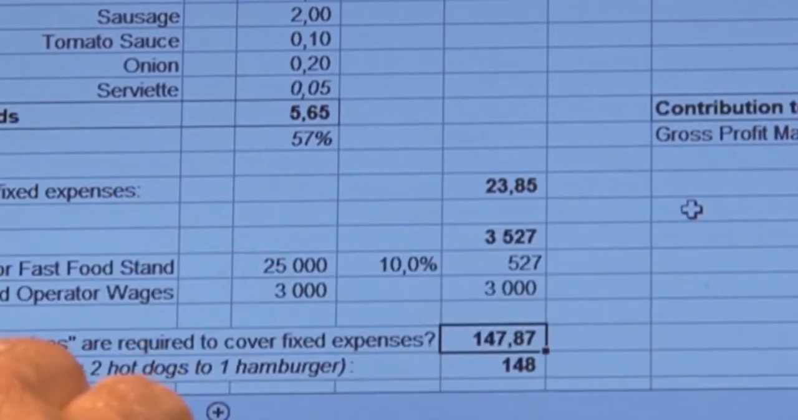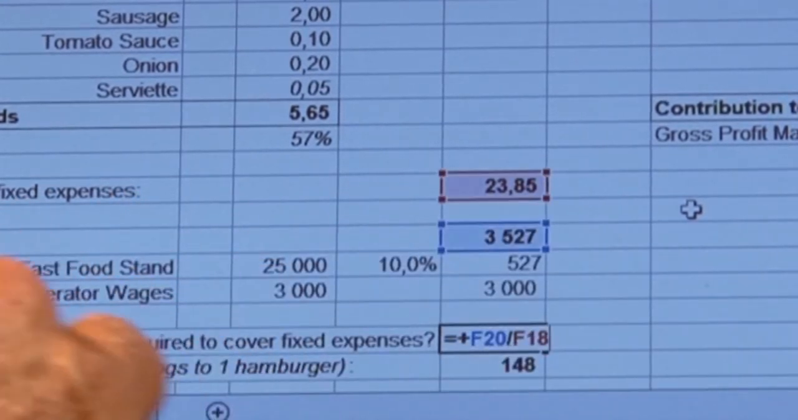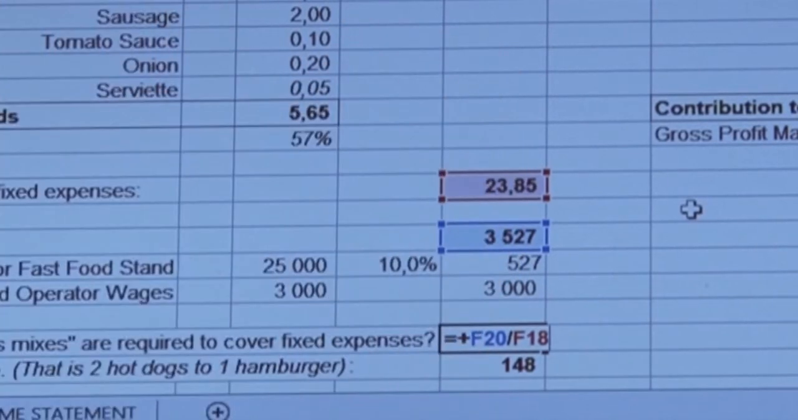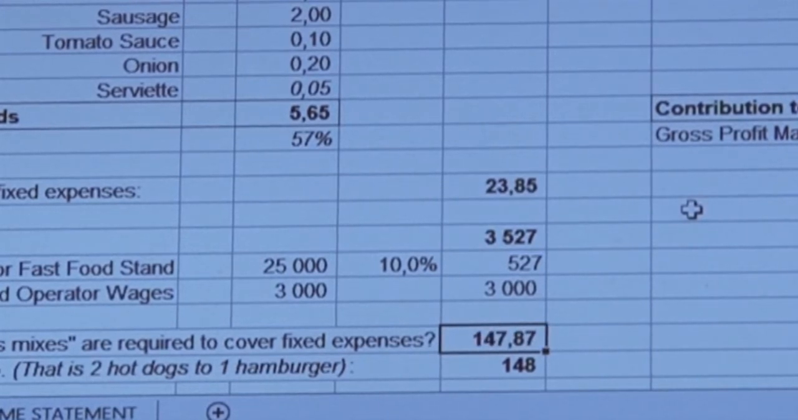Look at the formula there. It's F20 divided by F18. In other words, 3,527 divided by 23.85, and it equals 147.87. If I round that up, it's 148 sales mixes that need to be sold to make the fixed expenses that we incur on a monthly basis.